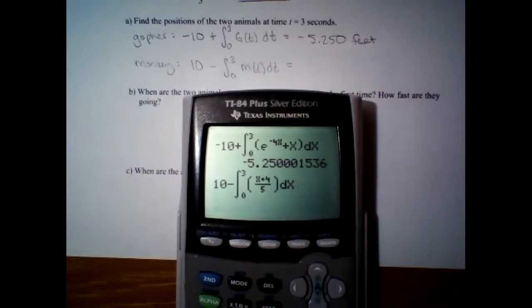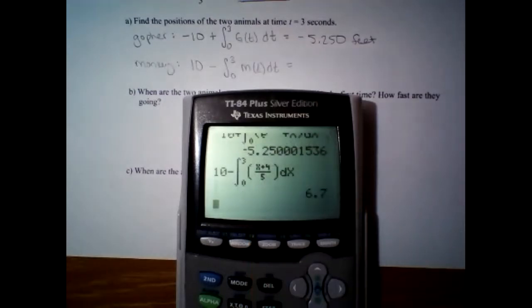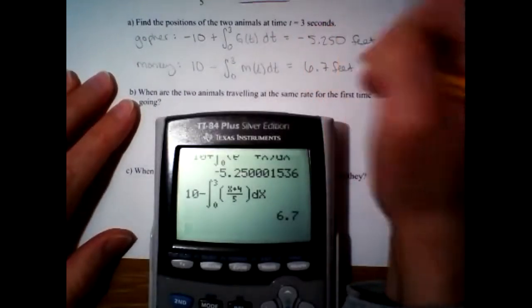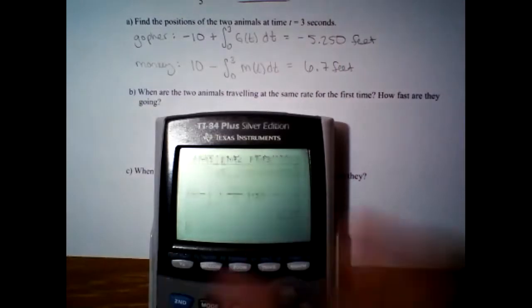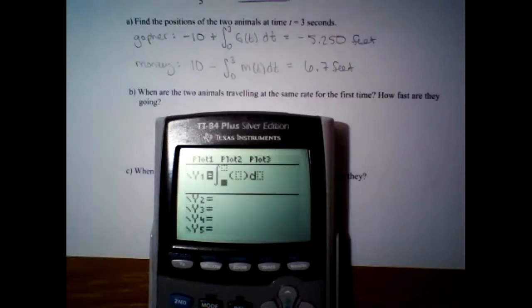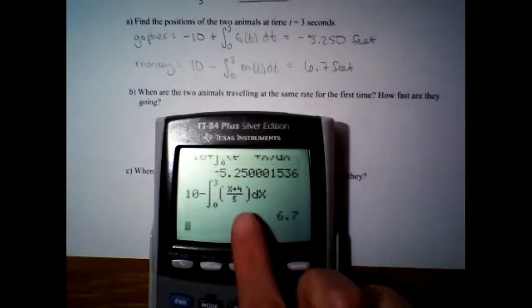Also, here, let me hit enter, and then I'll show you another no-no that I see all the time. All right, so the monkey is at 6.7 feet. I get this all the time. People will go to y equals, clear these out, and try to type in an integral there. Don't do that. You can't do that. That's not a thing, okay? Don't go to y equals and try to type in an integral. You can do integrals on the home screen.